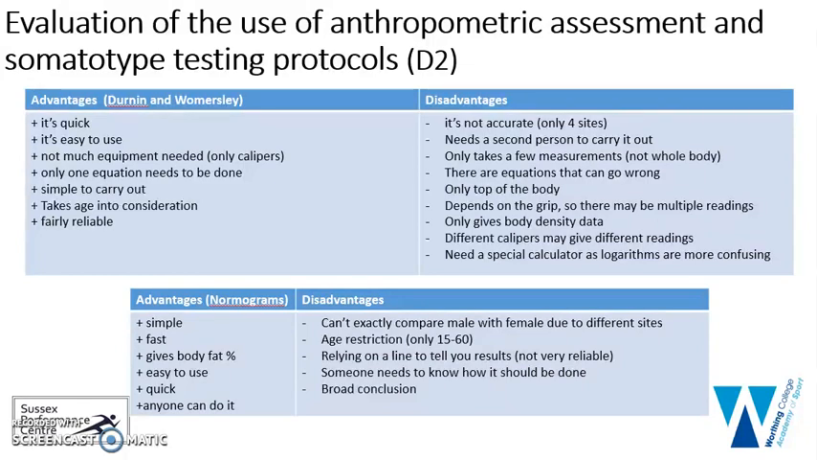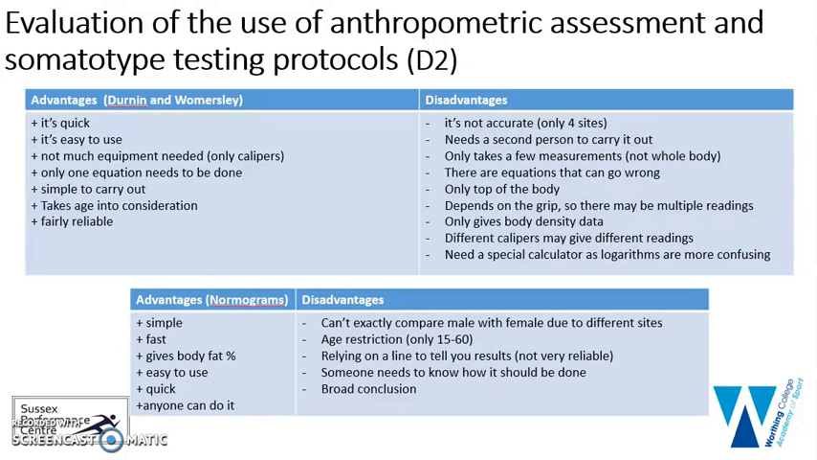It only gives body density. Different calipers may give different readings. And you need a special calculator, as logarithms are more confusing, so the calculation is not that easy.